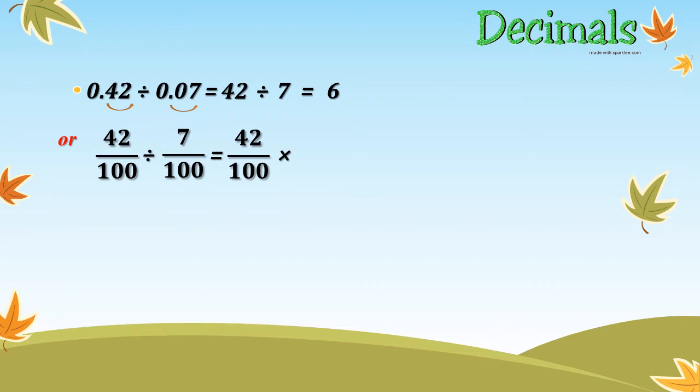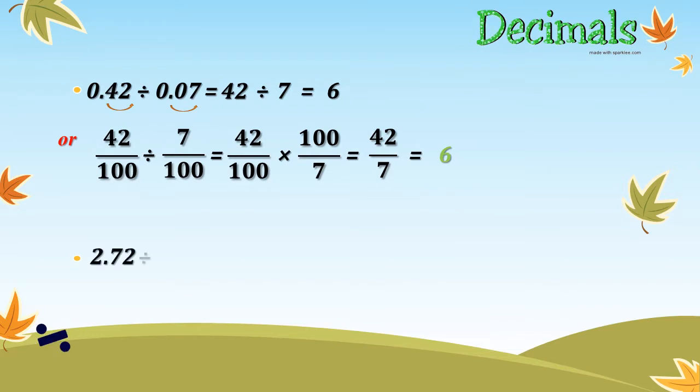Change what? Change the sign. I will change the sign from divide to multiply. Then what should I do? Flip. Flip means switch, upside down. Switch the divisor: put 100 up and 7 down. Then we can cancel 100 with 100, and 42 over 7 equals 6. Alright, that is another way to get the solution.